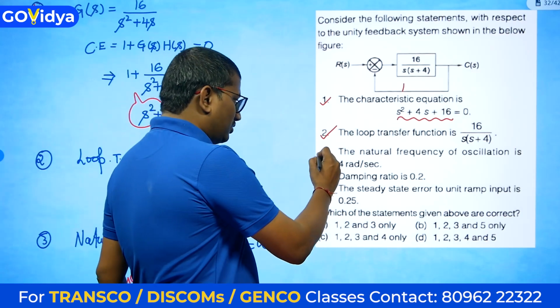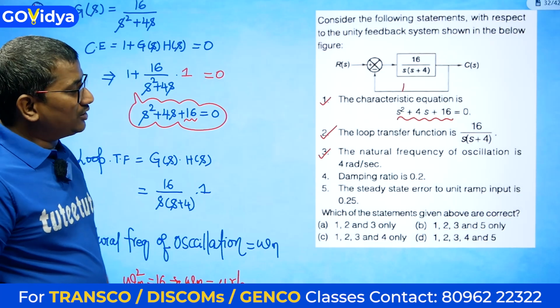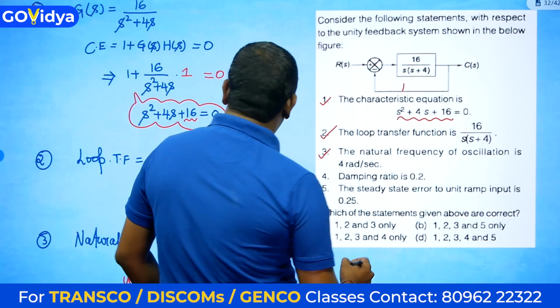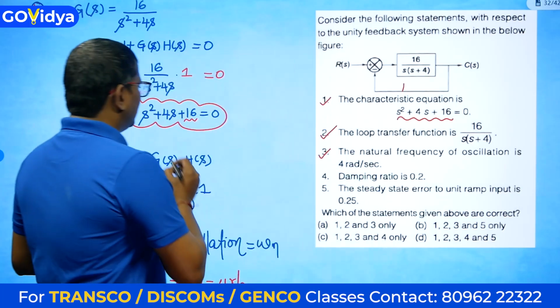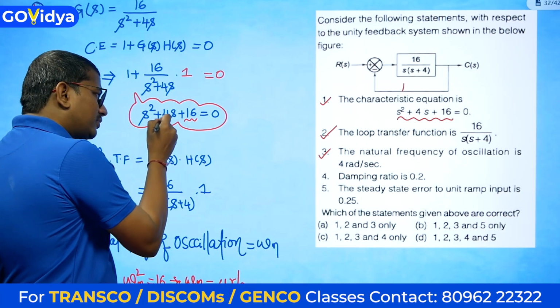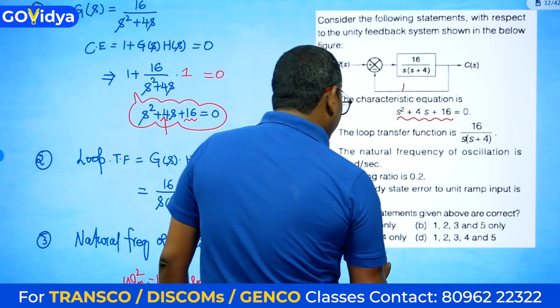Yes, so option 3 is also correct, right? Now the fourth one, the damping ratio we need to calculate. So what is the damping ratio? How to define the damping ratio? From this only we can say. So the damping ratio we will be getting from this term, right? So can I take it like this?